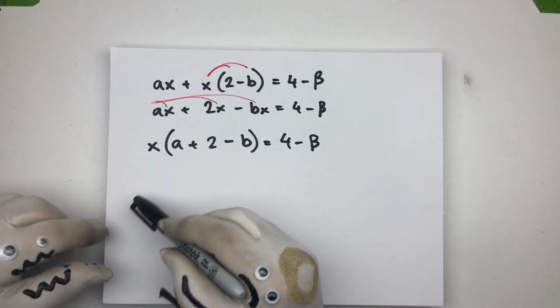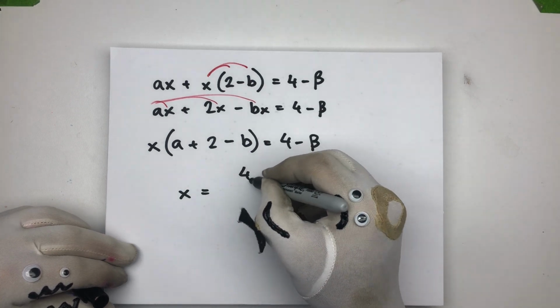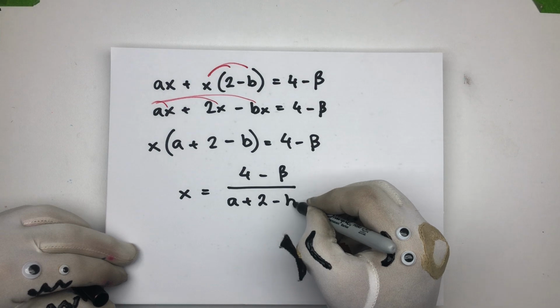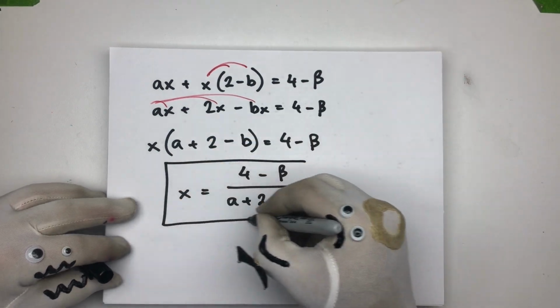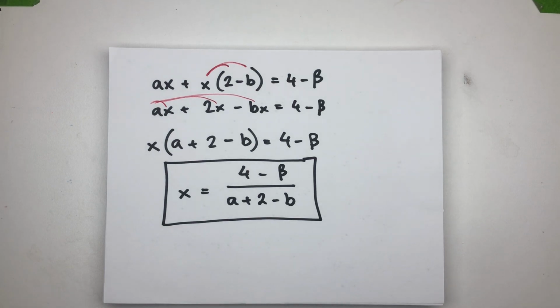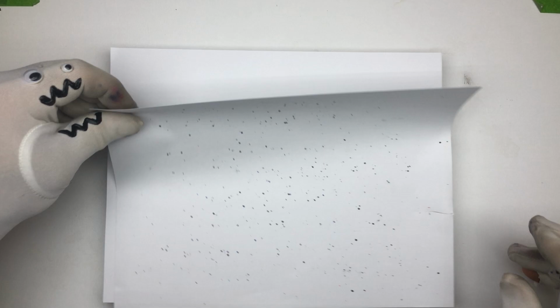I do a reverse bracket operator, and then I can divide by everything else. And there it is. Okay, let's start doing some harder ones here.